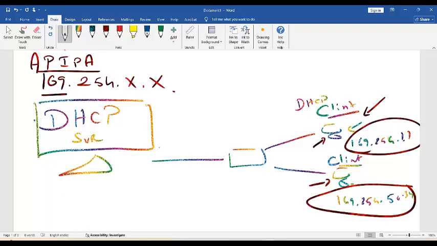Now, let's get into the subnetting topic. Subnetting. It's not understanding my writing. I don't want this. I was trying something which I don't want to erase.